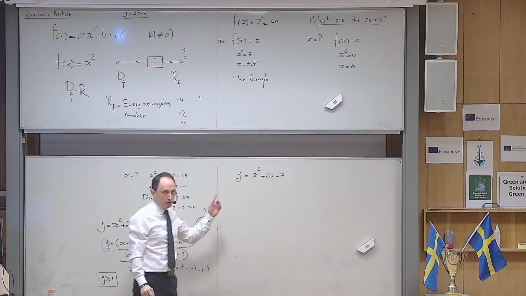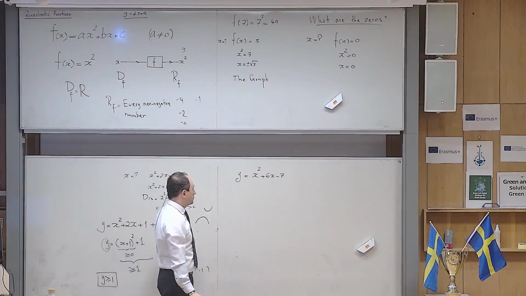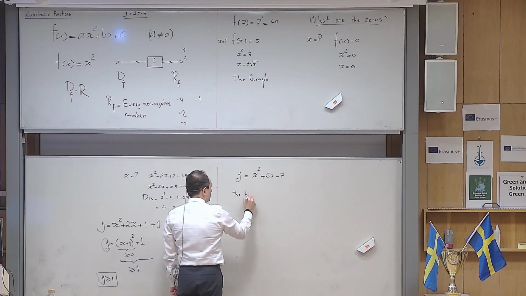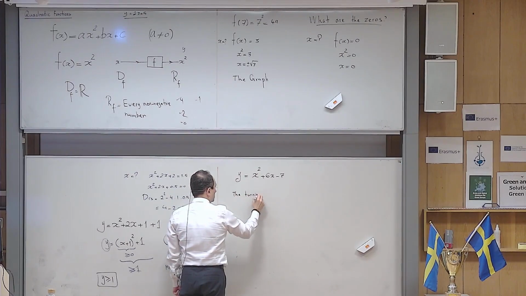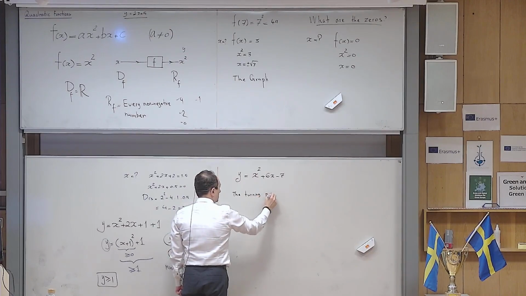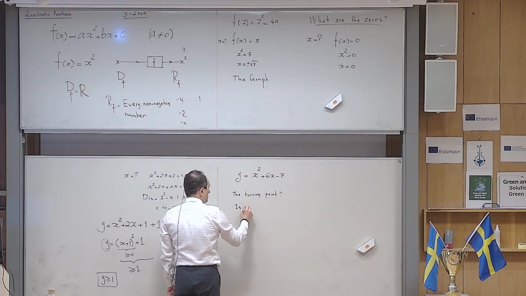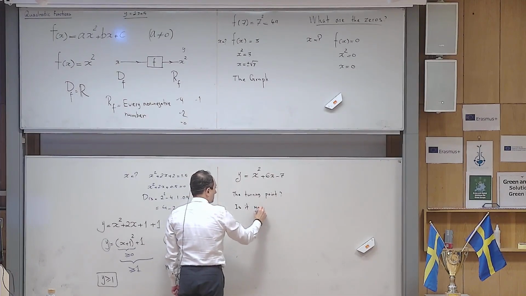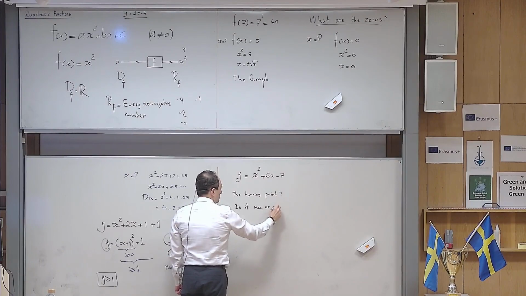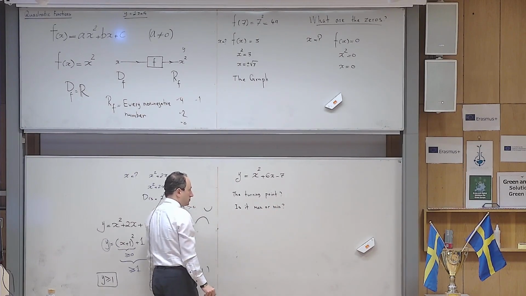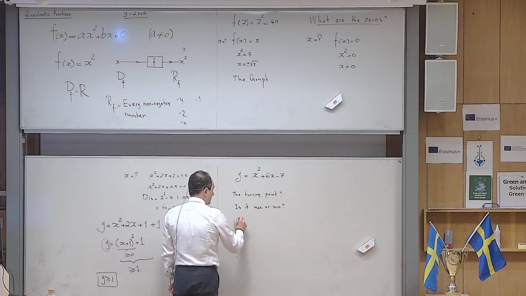I want to wait for you, okay? I want you to answer these questions. I want you to find the turning point. The other question is: is it a max or a min? The turning point can be a max or can be a min. Which one is it in this case? The next question is: what is the symmetry line?